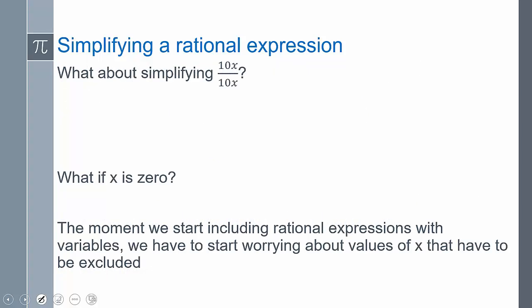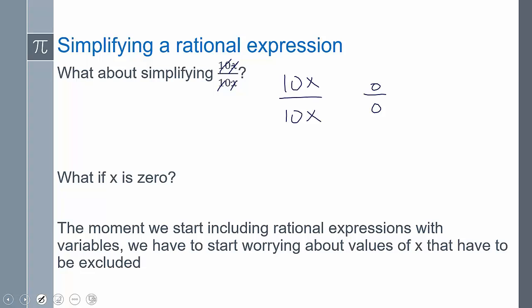Now, what about simplifying 10x over 10x? Yes, the 10s are the same factor, right? Because this is 10 times x, and this is 10 times x. So they're factors. Yes, they're going to reduce. Those x's will also reduce. But if I look at the original, what happens if my x is 0? Well, if I plug in 0, I get 0 over 0.